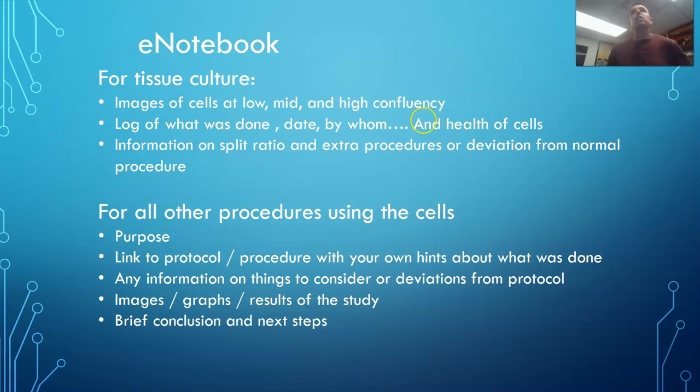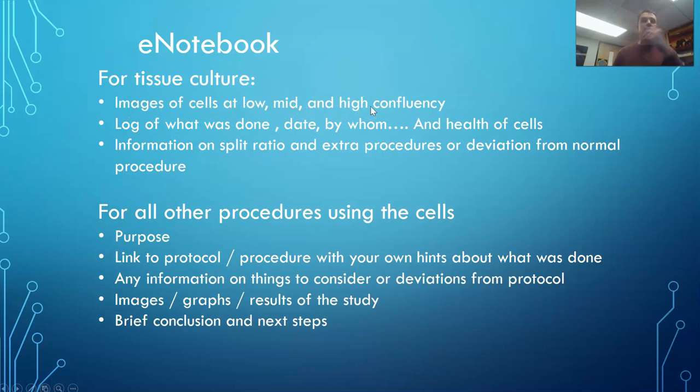But basically, this is going to encompass everything that you've done in detail, and something that you could go back to or hand to a lab mate, and they would know exactly what was done, what you saw, and so forth. Right? So for the tissue culture project, there's a few things you need to do. We're going to expect images of cells at low, mid, and high confluency.